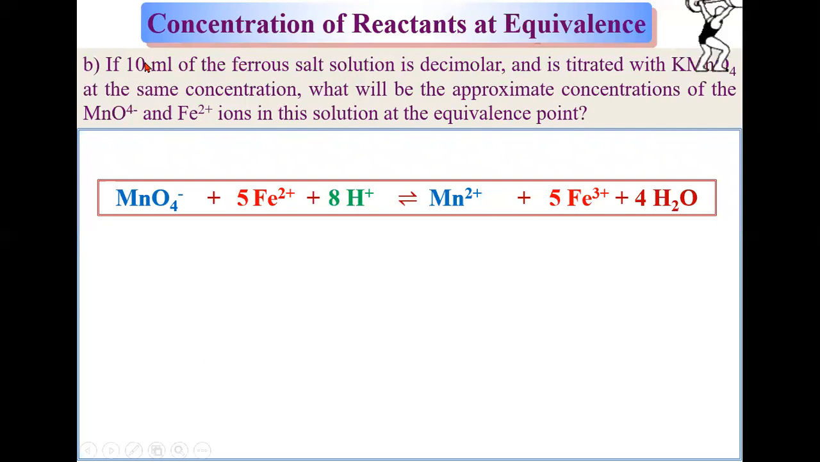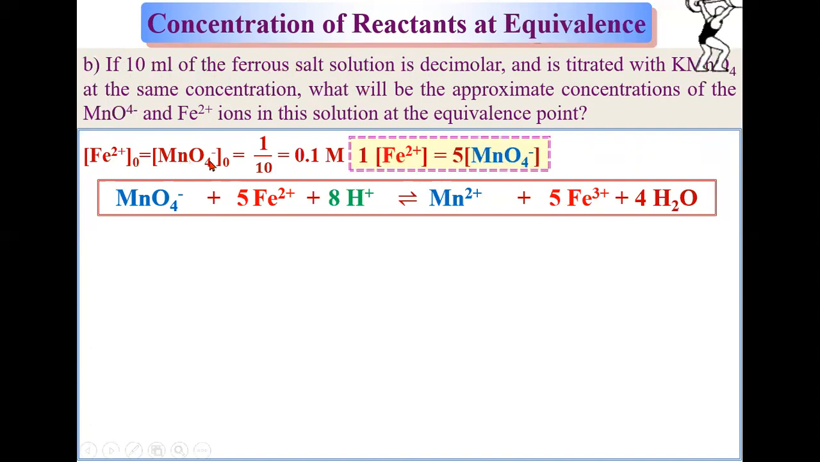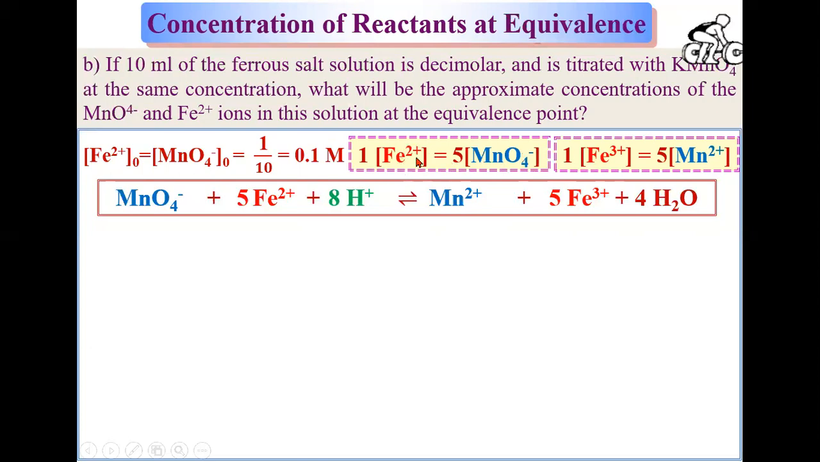Now here they actually gave me that I have 10 milliliters of iron. Initially we didn't have this value, and we have the same concentration of the ferrous as the KMnO4. It's also a decimolar. So if I have my overall equation, I have a decimolar concentration of both the iron and the manganese, again at equilibrium, and at the equivalence point we can relate the concentration of iron 2+ to the manganese and iron 3+ to the permanganate, and that's always at equilibrium as well.